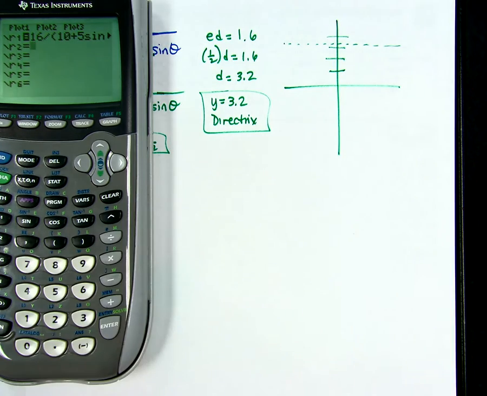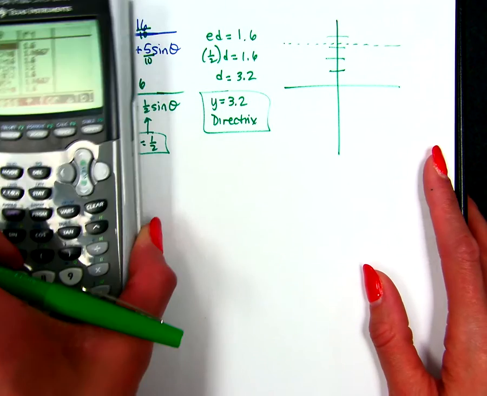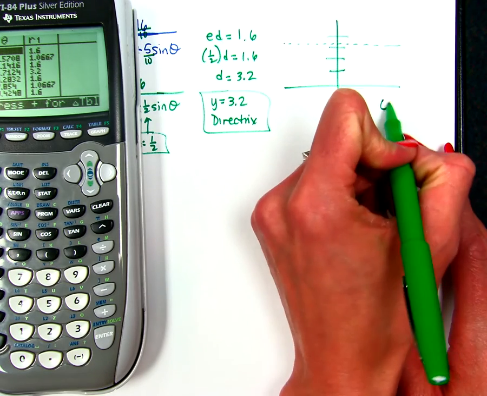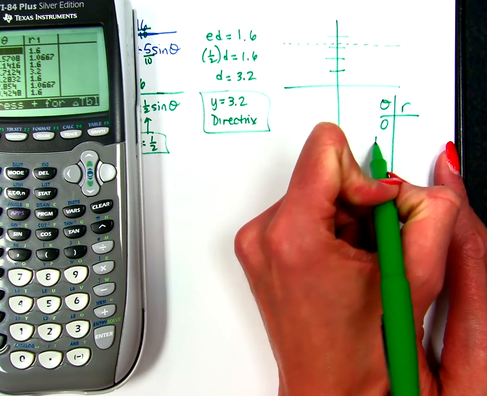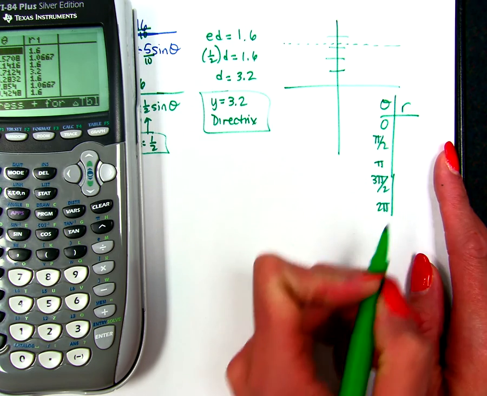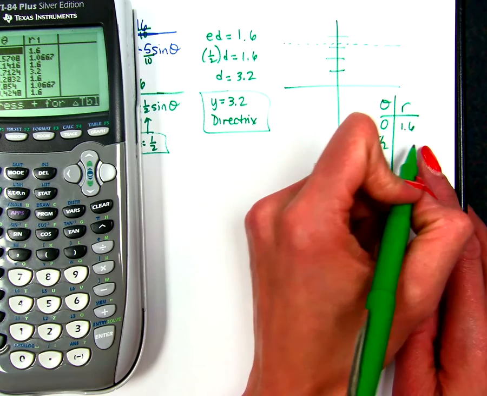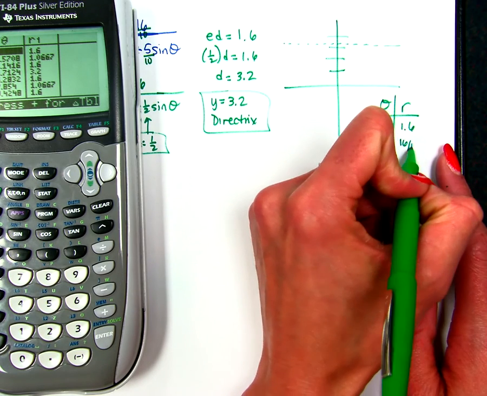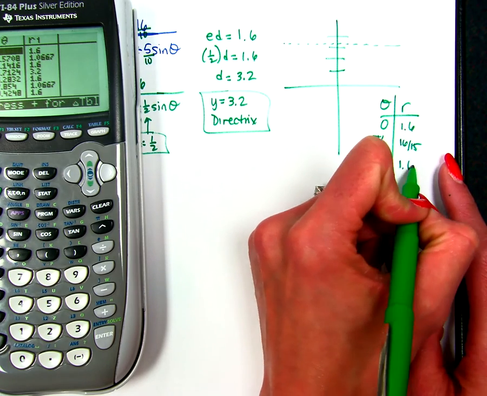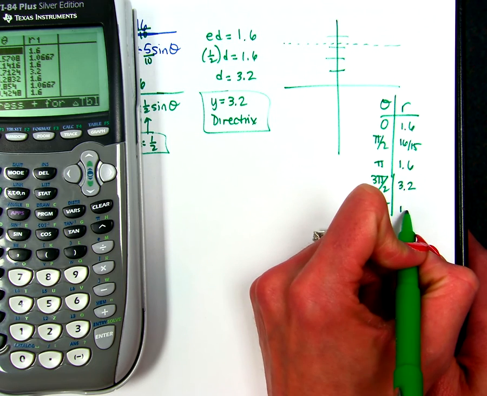All right, so I am going to graph that. And here's our ellipse, so we're going to eventually get our graph on our paper. So if I look at my table of values, I have theta and r. We have 0, pi over 2, pi, 3 pi over 2, and 2 pi. So this is 1.6. 1.06 repeating is 16 over 15. This is 1.6 again. This is 3.2 and 1.6 again.